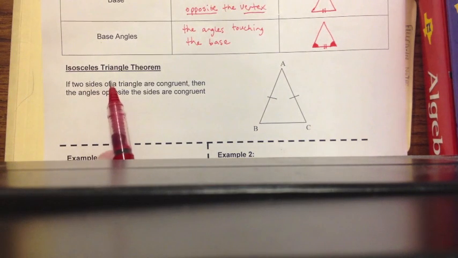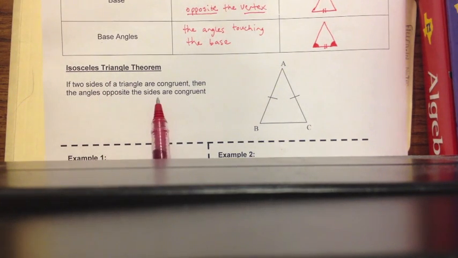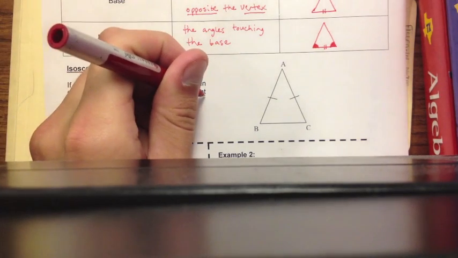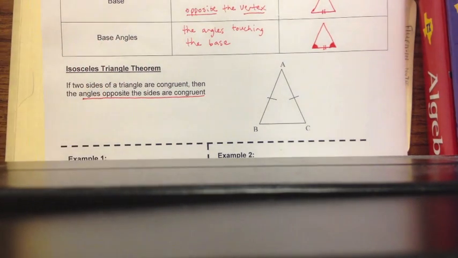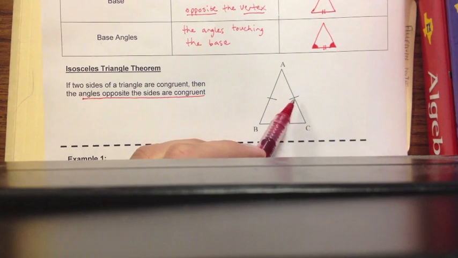Biggest thing to remember about isosceles triangles, and we're going to draw a picture to be sure, is that if the two sides of a triangle are congruent, the angles opposite the sides are congruent. Draw this on your diagram of triangle ABC.